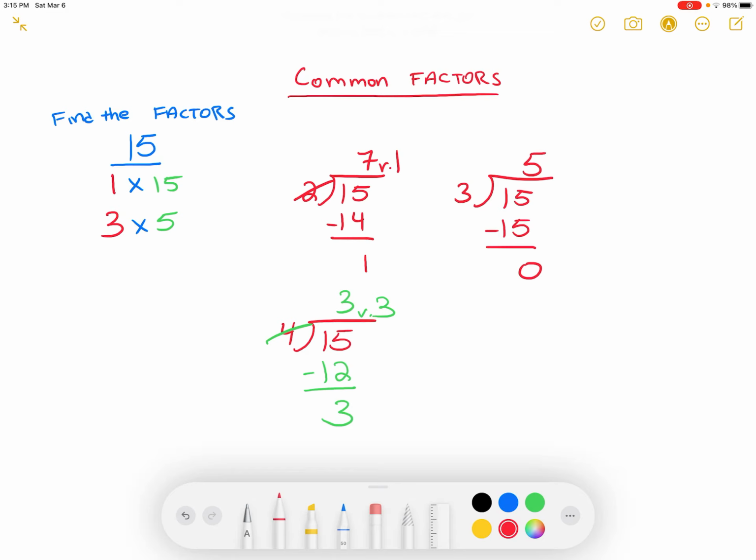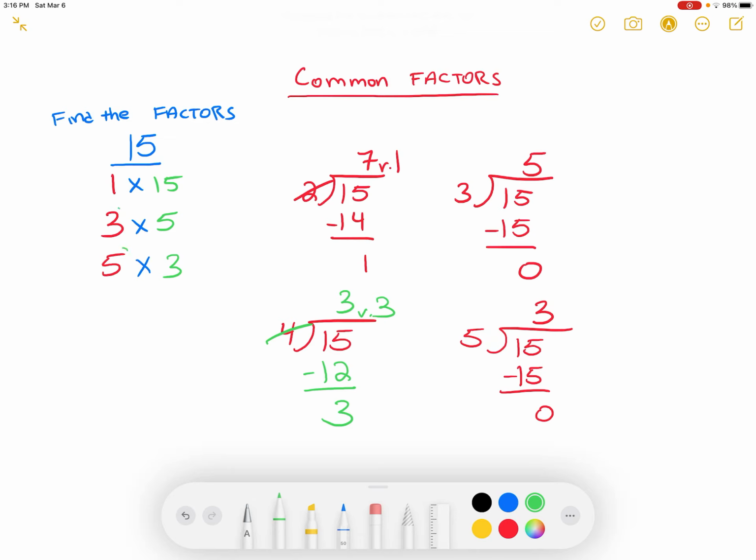All right, let's try 5. Does 5 go into 15? And you just notice I'm trying each number all the way up. 5 goes into 15 3 times, right? 3 times 5 is 15. 15 minus 15 is 0. 5 makes it in. 5 is a factor. And what do we multiply that by? 5 times 3.